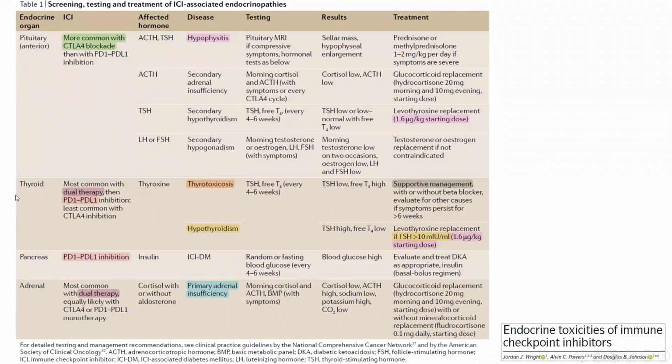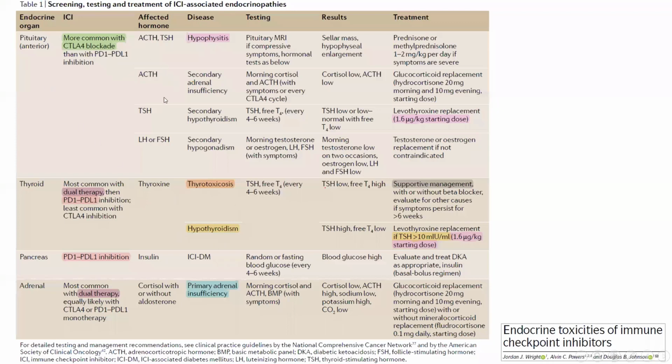So a thyroid side effect can present as thyrotoxicosis, in which TSH will be low with elevation of T4, and we should retest every 4 to 6 weeks. And we need to treat by supportive management, with or without beta blocker. And if the symptoms persist for more than 6 weeks, we should evaluate for other causes. And hypothyroidism should be treated by levothyroxine if TSH is more than 10. And this is primary thyroid disorder.